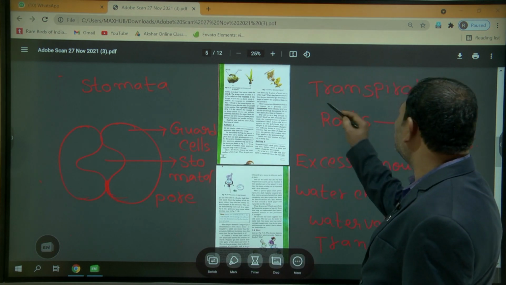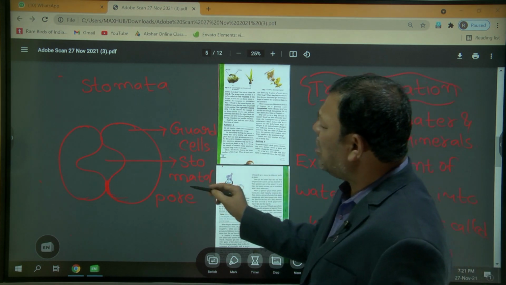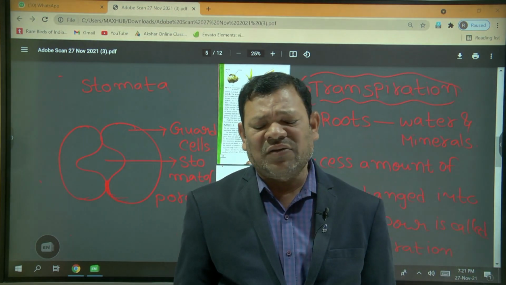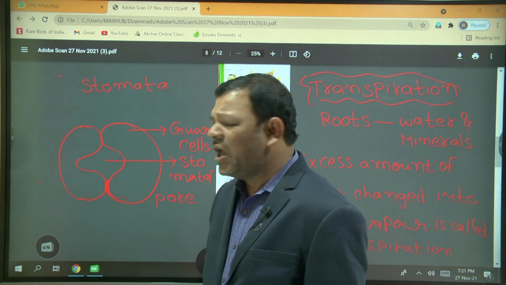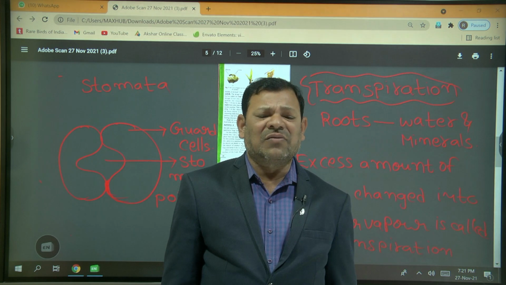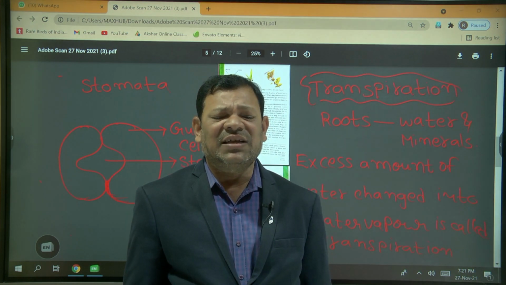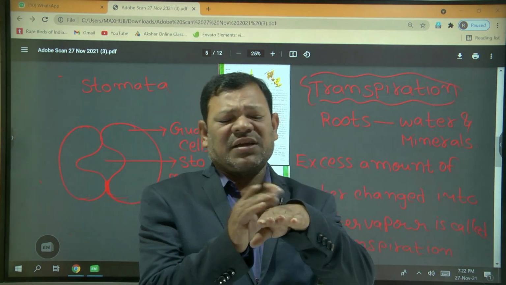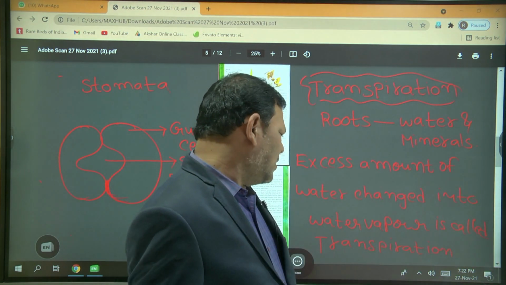Here, transpiration also occurs in the plant through the stomata. Excess water they send outside the plant body as water vapor is called transpiration. If more stomata are present, more water vapor they can send outside of the plant body. If fewer stomata are present, less transpiration occurs. If you see the upper epidermis in the leaf, more transpiration occurs. If you see the lower epidermis, fewer stomata are present, so less transpiration occurs.